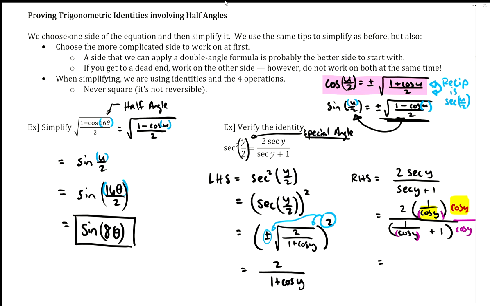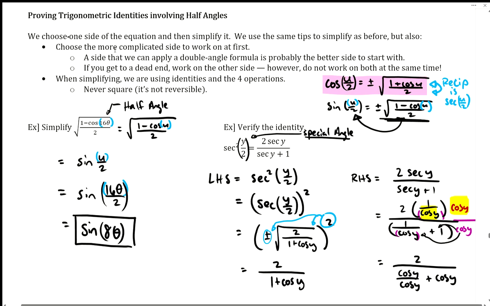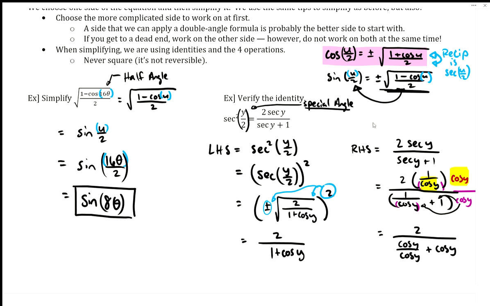We'd be left with 2 times 1, which is just 2, over this cosine of y, which does distribute to each term here. The cosine of y over cosine of y reduces to be 1. Then we also have 1 times cosine of y, which is cosine of y. So we get 2 over 1 plus cosine of y. And then we can see, oh yeah, they're the same. Left-hand side equals the right-hand side. So we did verify it. We did prove the identity.